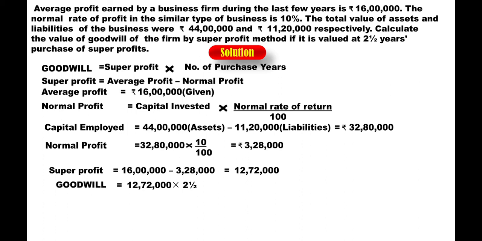Now get the amount of the goodwill. 12,72,000, that was the super profit, multiplied by 2.5 years, that is the number of purchase years that was already given in the question, that is 2.5 years purchase. This is the amount of goodwill. Now one more question.